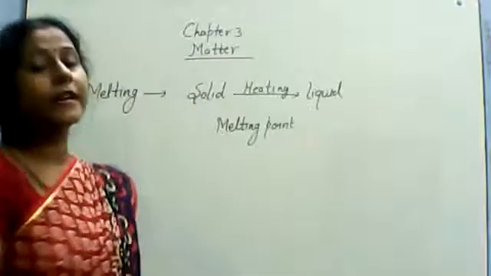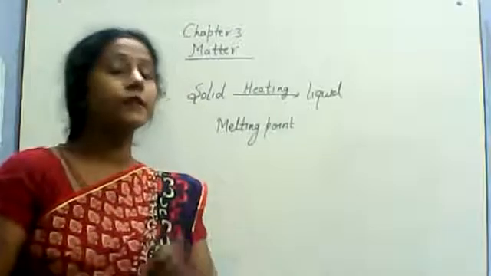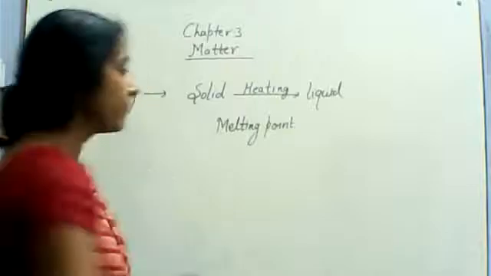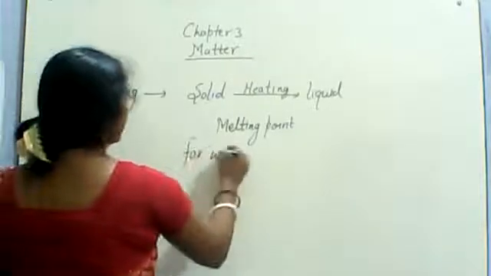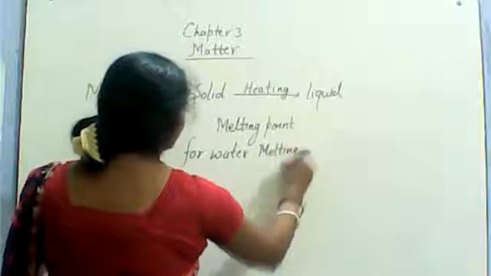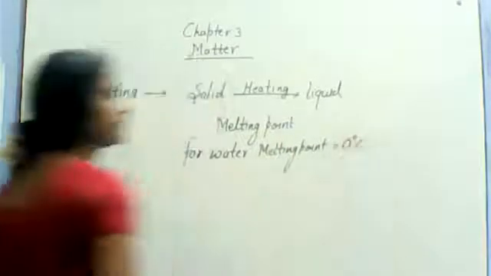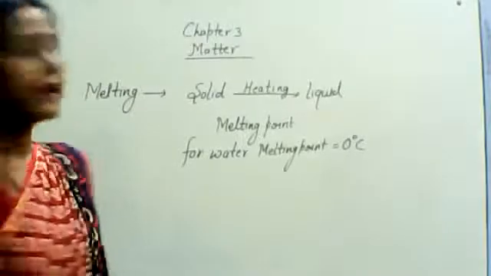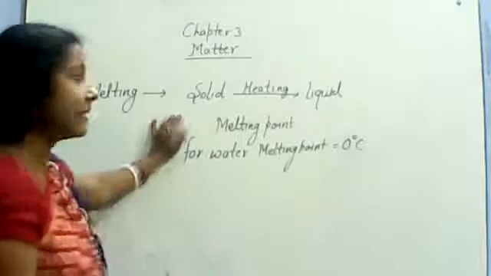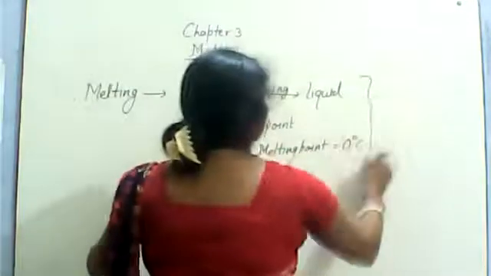For water, the melting point is 0 degrees Celsius. Different substances have different melting points. Understood, students? And according to endothermic and exothermic, this process is absorbing heat, so it is an endothermic process.